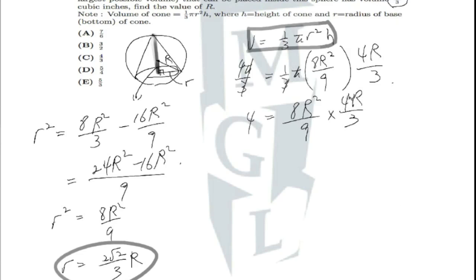Okay, we can reduce to 4. And we get 8 over 27 R cubed is equal to 1. So R cubed then is 27 over 8. They're perfect cubes. So R will be 3 over 2.